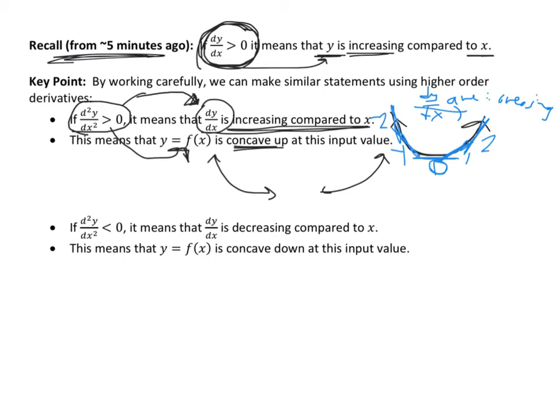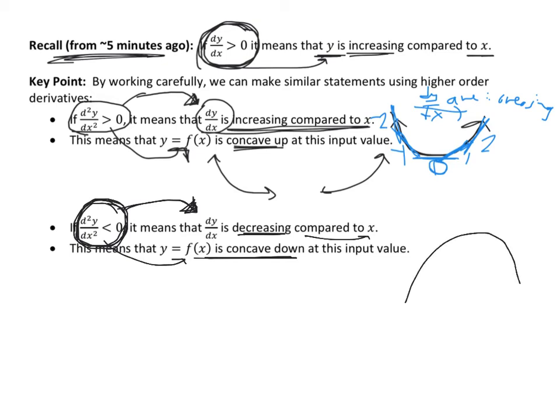We can make very similar statements now about this being negative. If the second derivative of y is negative, it means that the thing that we took the derivative of, in other words, the first derivative, because remember the second derivative is the derivative of the derivative. Sorry, I'm saying derivative like 100 times here. If the second derivative is negative, it means that the first derivative is decreasing compared to x. And remember, the second derivative being negative is our understanding of the function being concave down. Concave down means that you have a sad face graph, or half of a sad face graph.